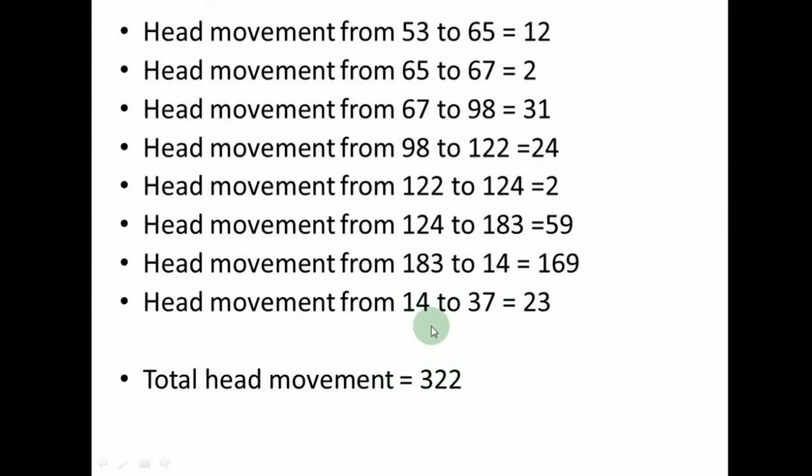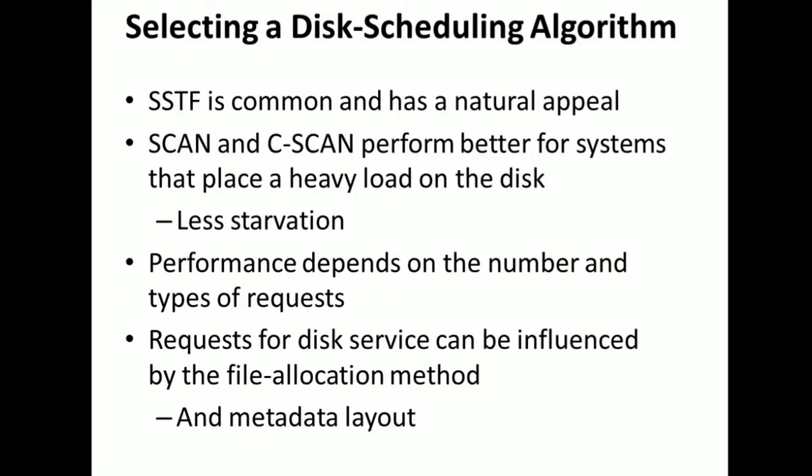How do you calculate the total head movement? It is very simple. You can see here, you're subtracting from the previous head movements, and then you summate all that and you get the total head movements taken to satisfy that request. The next thing is where we will see how do we select which is the best scheduling algorithm, and which algorithm is best suited for what kind of application and situation.